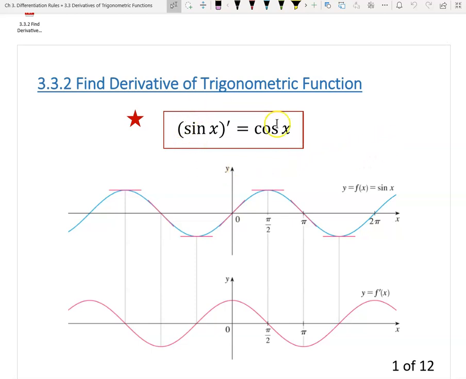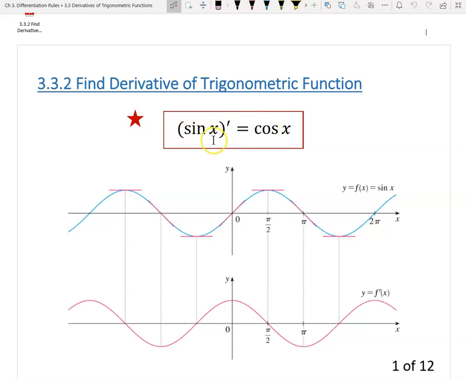Let's look at the first, which is the sine function, right? That's the very basic trig function we learned a long time ago. Here I show you the formula. The derivative of sine is cosine.